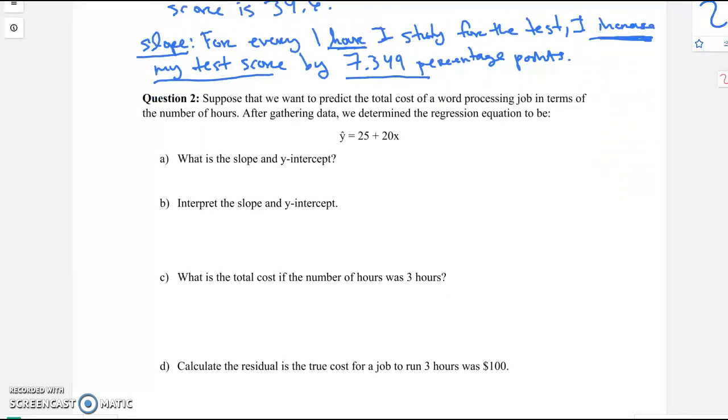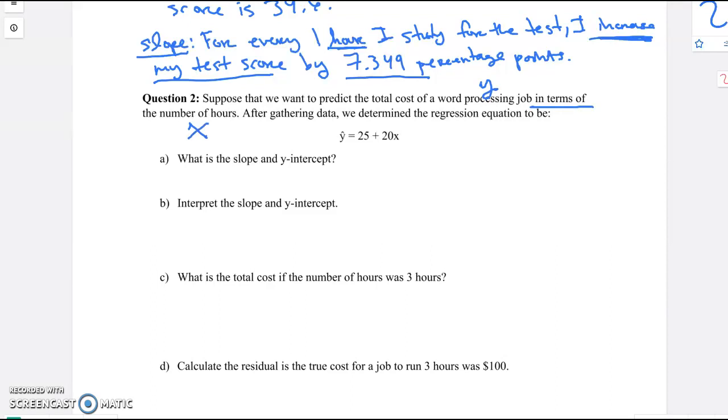Suppose that we want to predict the total cost of a word processing job in terms of the number of hours. Okay, so here is where it can be a little bit weird, because you're going to be thinking about what is X and what is Y. After gathering data, we determined the regression equation to be this. It doesn't tell you what X is and it doesn't tell you what Y is. The key phrase you want to look for is "in terms of." Usually it tells you what the X value is. Usually the first thing they tell you is the Y in terms of the X.